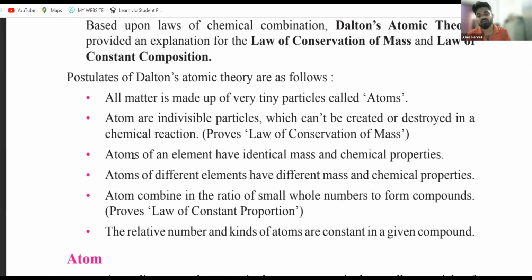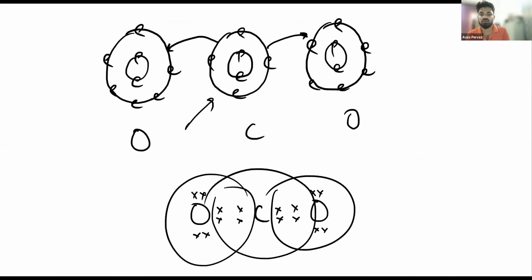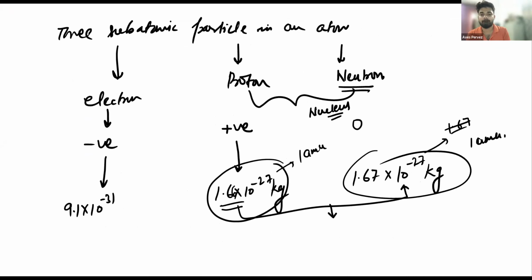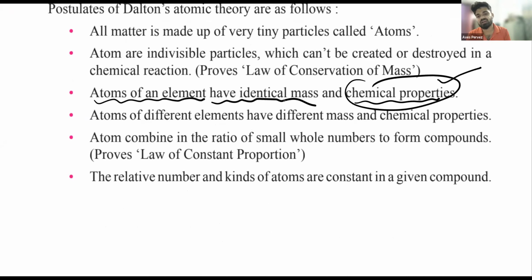Talking about this one, that atoms of an element have identical mass and the same chemical properties. This statement is incorrect, but this is correct: if they are identical atoms, they must have the same chemical properties. But identical atoms can have different mass in case of isotopes. So it is not true in case of isotopes, because isotopes are elements having the same atomic number but different mass.